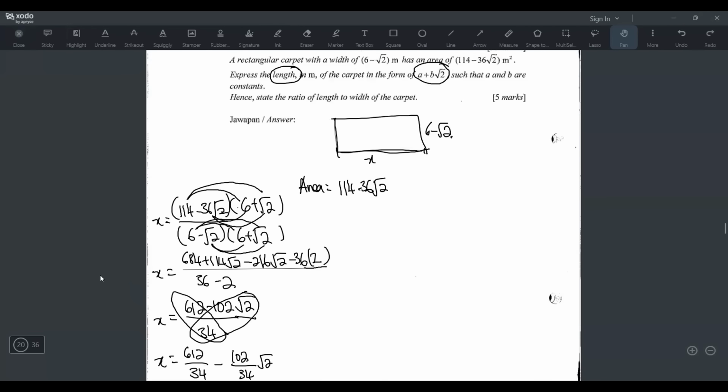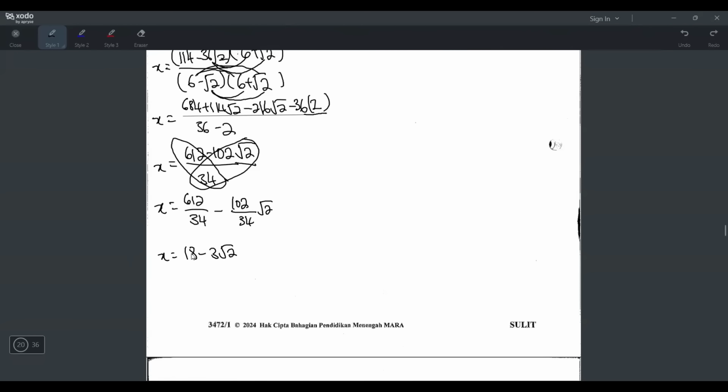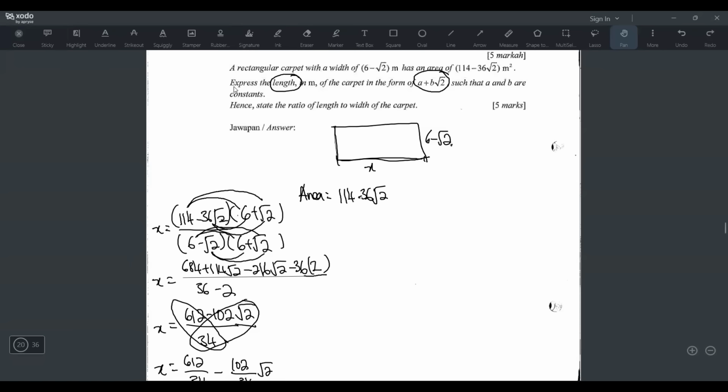Okay, but the soalan never ask you to find ab. They just want you to write answer in this form. So I think sudah siap already. So now you just write meters saja lah, because this is length, right? So I'll just write length is equals to 18 minus 3 square root 2, and then bracket, meter. Okay, because they asked us to find length, right? So sudah siap lah.